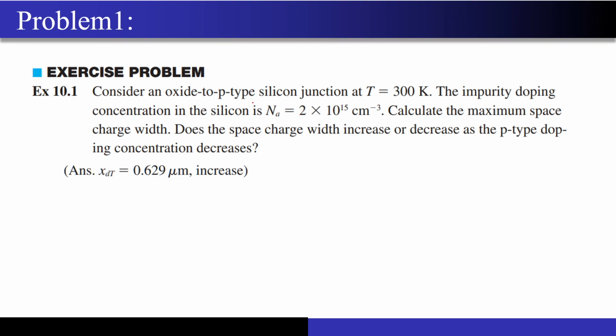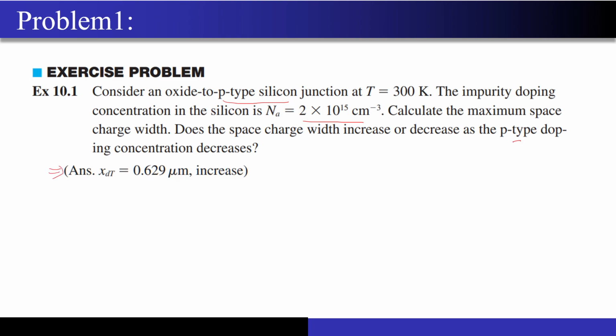Consider an oxide to p-type silicon junction. We have a p-type substrate over here because it has been given over here. Now consider it at 300 Kelvin. The impurity doping concentration is 2 into 10 to the power 15. They have given the value of Na. Calculate the maximum space charge width, and the second question: does the space charge width increase or decrease as the p-type doping concentration decreases? And I have just highlighted the answer over here just for your reference.